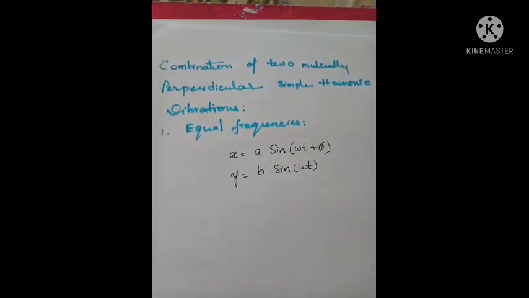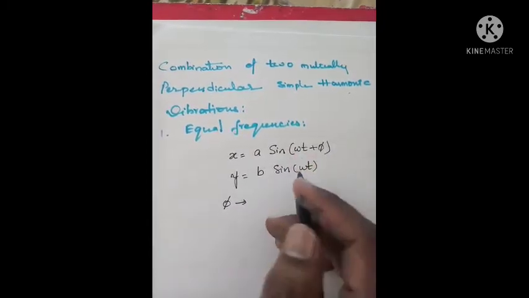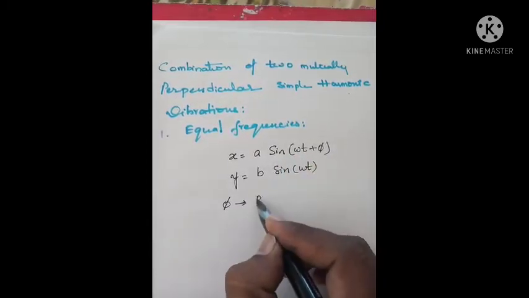So what is a? Amplitude along the x direction. What is b? Amplitude along the y direction. Okay, so what is pi there? Pi is the phase difference between these two vibrations. Okay, phase difference.